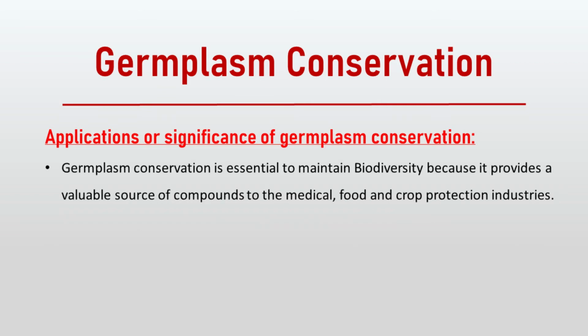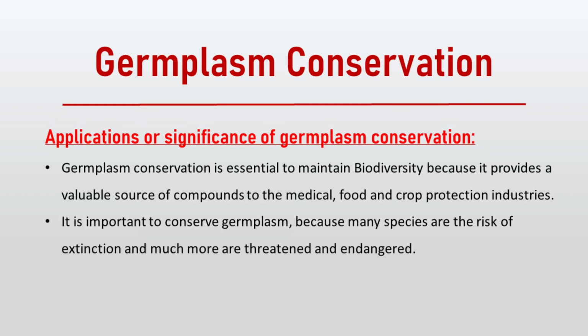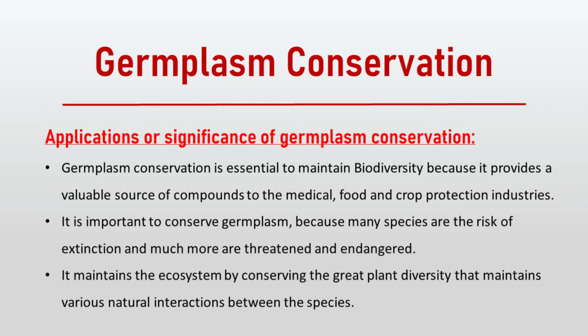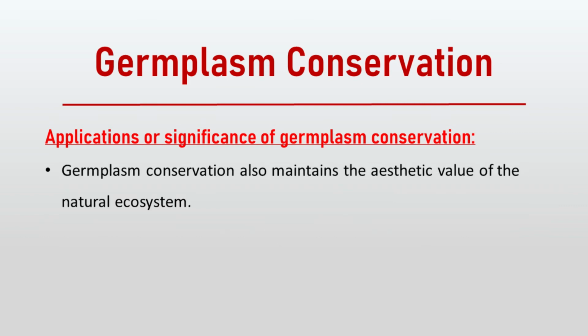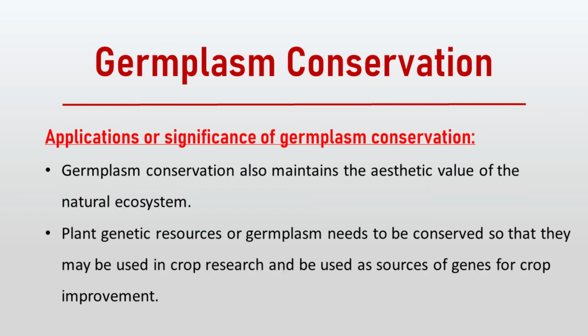Germplasm conservation is essential to maintain biodiversity because it provides a valuable source of compounds to the medical, food, and crop protection industries. It is important to conserve germplasm because many species are at the risk of extinction and much more are threatened and endangered. It maintains the ecosystem by conserving the great plant diversity that maintains various natural interactions between the species. Germplasm conservation also maintains the aesthetic value of the natural ecosystem. Plant genetic resources or germplasm needs to be conserved so that they may be used in crop research and be used as sources of genes for crop improvement.